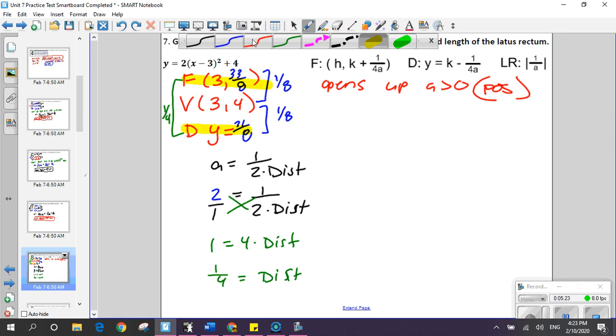Now I have to find the latus rectum. For the latus rectum, I will use the formula. It's the absolute value of 1 over A, so the absolute value of 1 over 2 in this case. And the absolute value of 1 over 2 is simply 1 over 2. So that's my latus rectum. That's everything I needed.